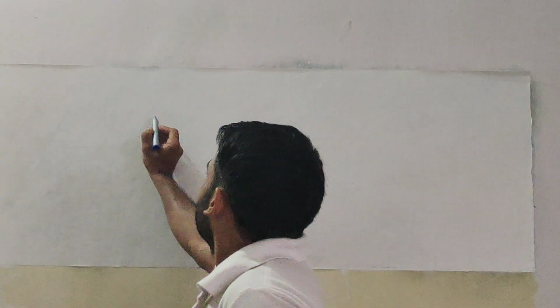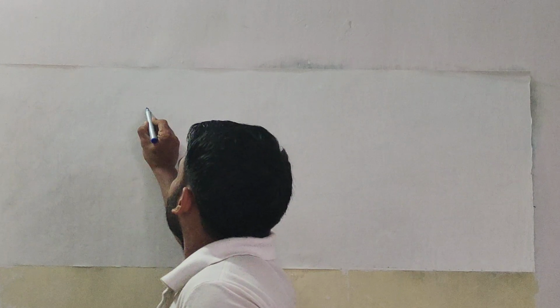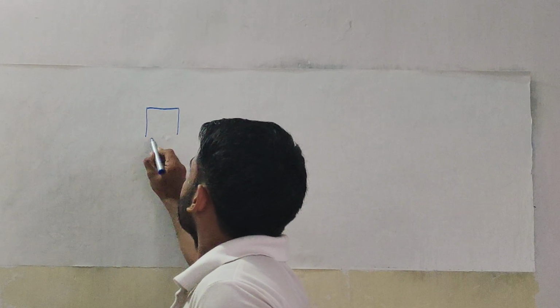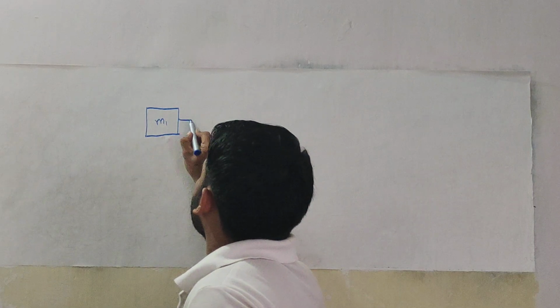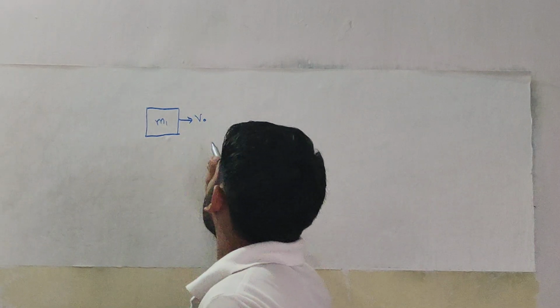Hello. Right now I am going to explain a very important concept used in JEE. So let's understand. Suppose we have a block. Its mass is m1 and it is moving with velocity v0.